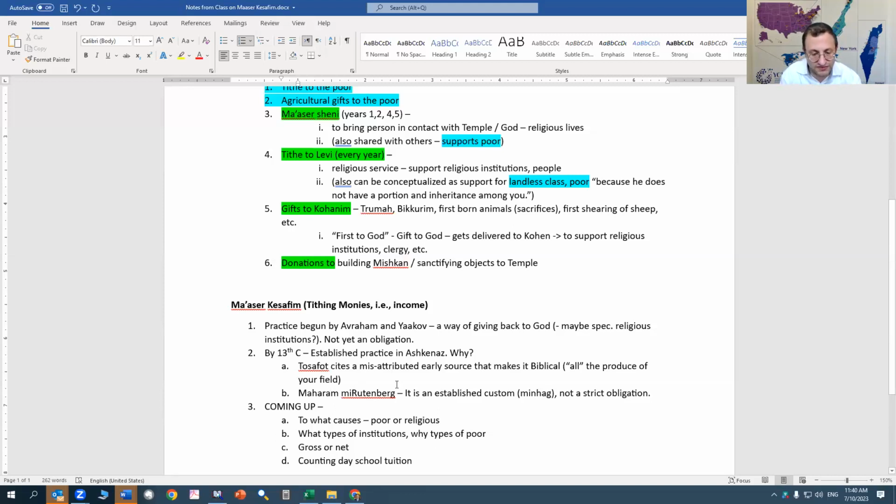And the range of issues that were raised, which we're going to look at, hopefully all of them this time, is to what causes does this go? To the poor or to religious causes? What types of institutions? Meaning, what types of poor: Orthodox, not Orthodox, Jewish poor, not Jewish poor. How do you compute it? Your gross income, your net income? Can you count things like day school tuition and shul dues? Because that's already how we support our religious institutions. Can those count towards it or not? Those are all a range of practical questions.